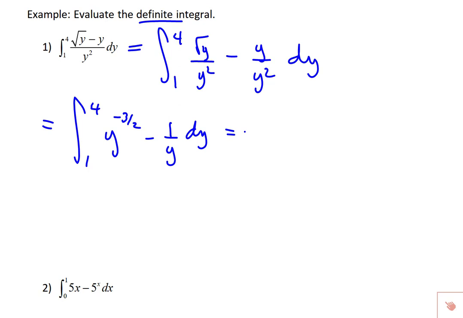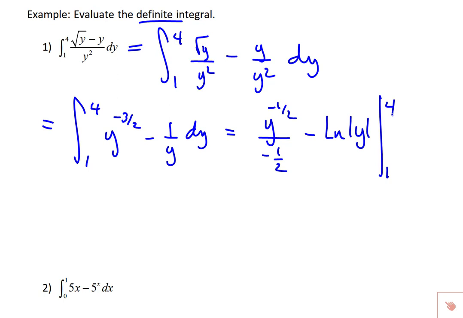So for the first term, if I add 1 to it and then divide by that new power, we should end up with y to the negative 1/2 over negative 1/2, minus. For the second term, you may recall that this is actually one of our famous function antiderivatives here. This would be just minus the natural log of the absolute value of y. That's in one of our lists of antiderivatives we've already discussed. And we want this evaluated from 1 to 4, as these bounds had set here originally.